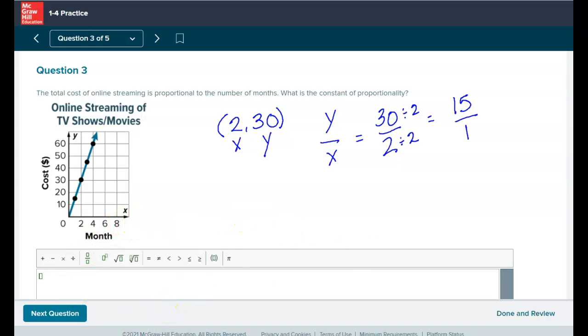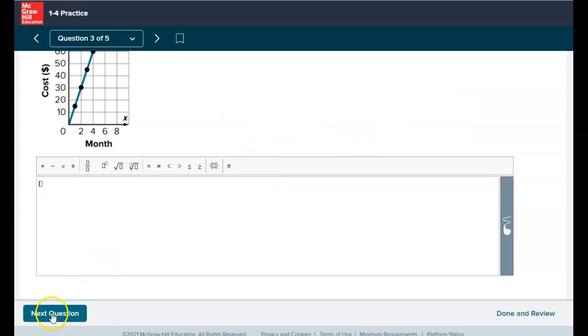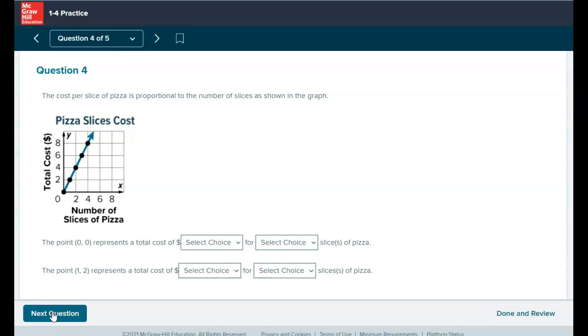Okay. And is that all there is for this one? Yep. Next question. Well, let me get rid of all my writing here. Next question. Question number 4. The cost per slice of pizza is proportional to the number of slices as shown in the graph. Well, now I'm going to be hungry. The point 0, 0 represents a total cost of 0 for 0 slices of pizza.